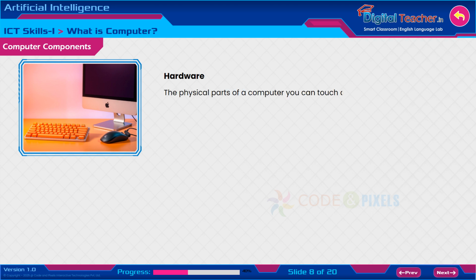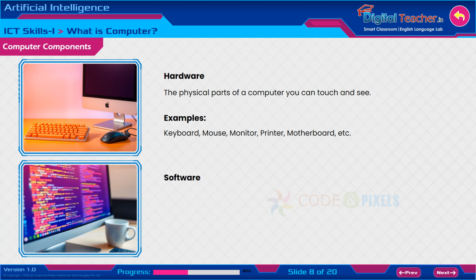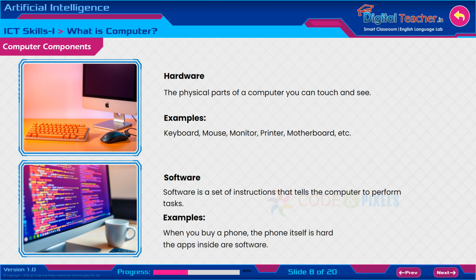Hardware. Hardware includes all the parts of the computer that we can touch and see. Examples, keyboard, mouse, monitor, printer, motherboard, etc. Software. Software is a set of instructions that tells the computer to perform tasks. For example, when you buy a phone, the phone itself is hardware, and the apps inside are software.